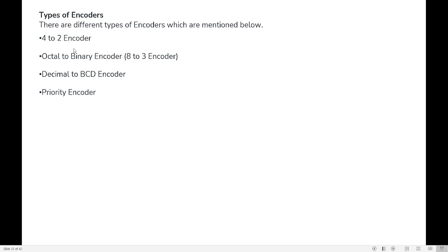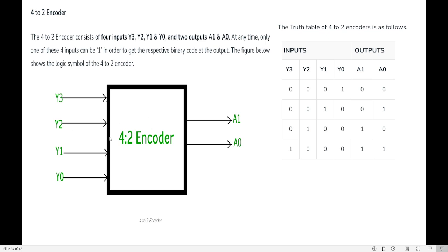Let us first see the 4 to 2 encoder. When I say 4 to 2 encoder, you all know an encoder takes 2 to the power of n inputs and the output is n. Here 4 is 2 to the power of 2, so 2 is your output. This is the block diagram for the 4 to 2 encoder. There are 4 inputs and 2 outputs. The inputs are named Y0, Y1, Y2 and Y3. The outputs are A0 and A1. The major function of the encoder is to convert input information to a code.